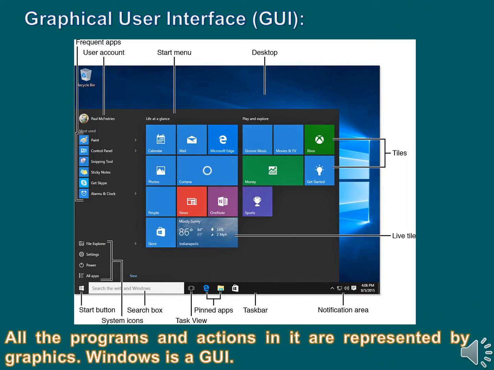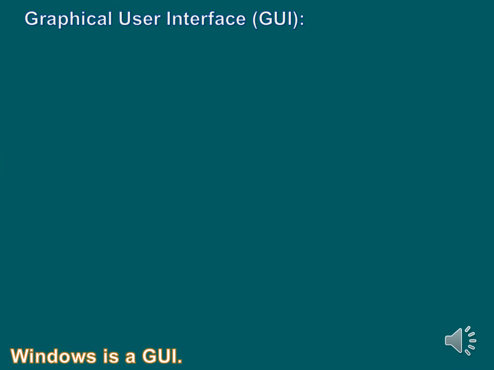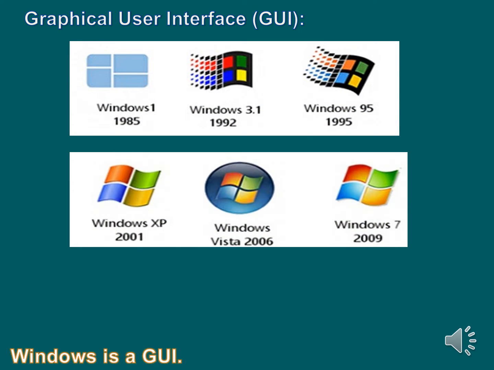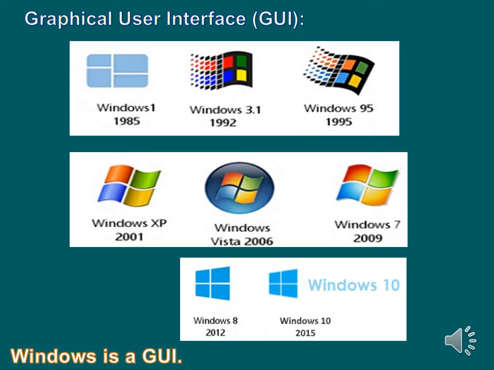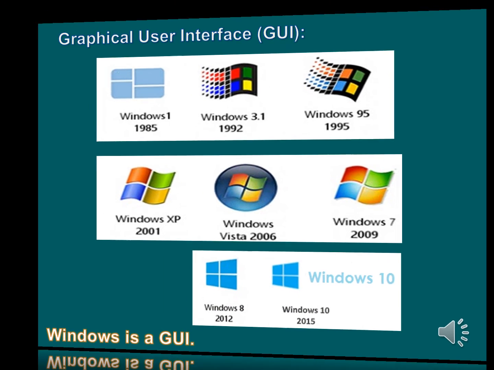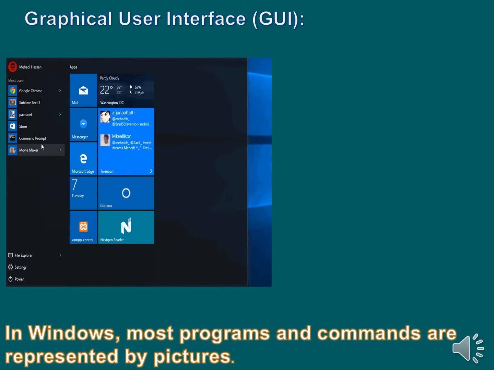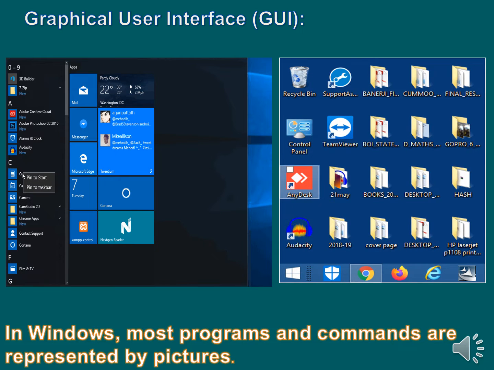Graphical User Interface. All the programs and actions in GUI are represented by graphics. Windows is GUI. Windows is a most commonly used graphical user interface. In Windows, most programs and commands are represented by pictures.